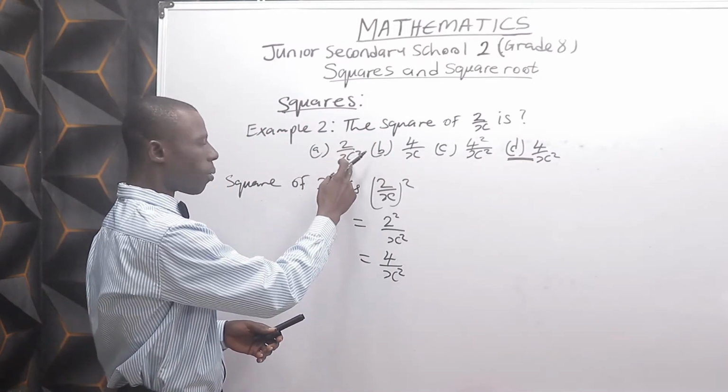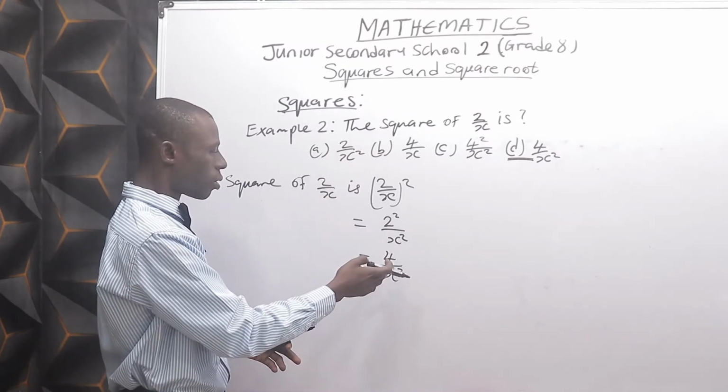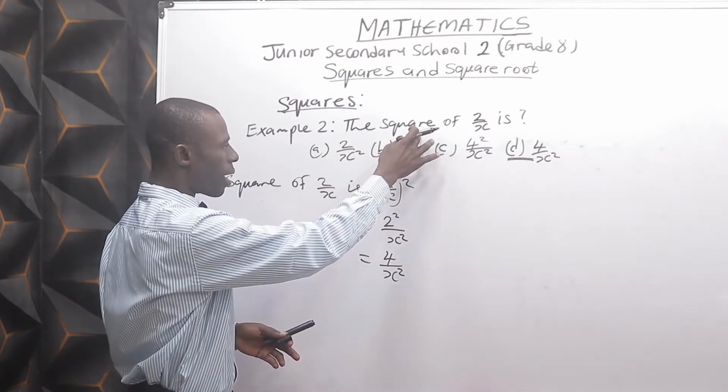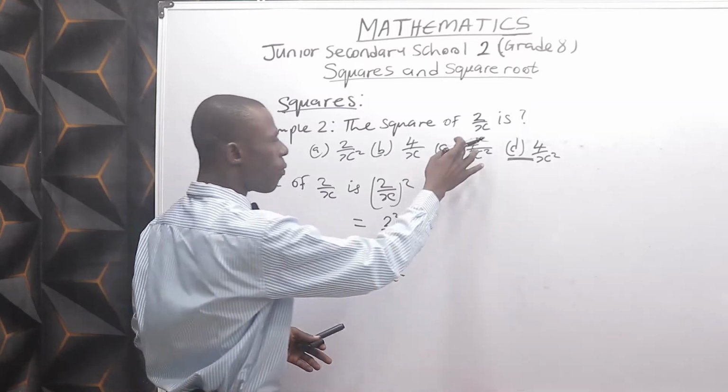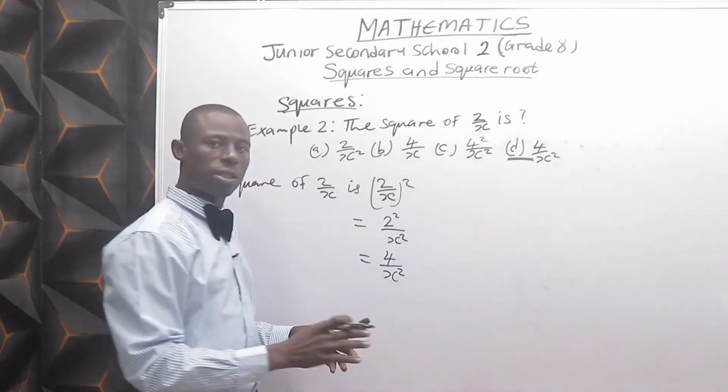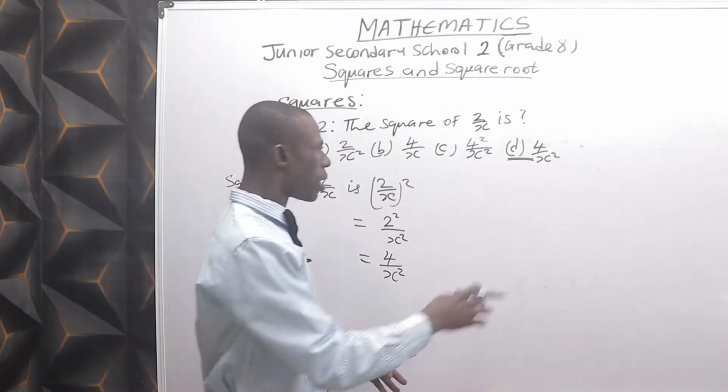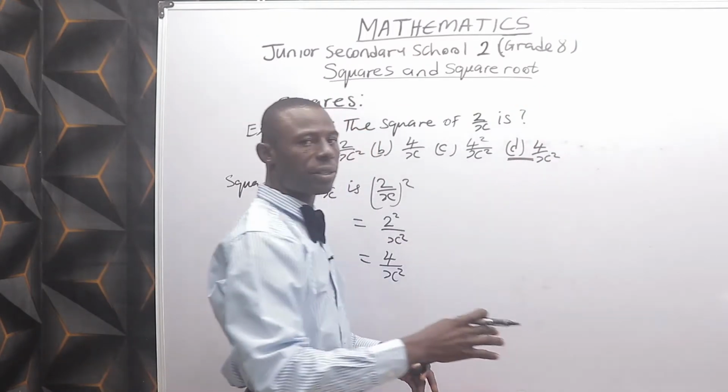2 over x raised to power 2 in option A is not correct. 4 over x is not correct. 4 square over x square is wrong. The correct option here is 4 over x square, option D.